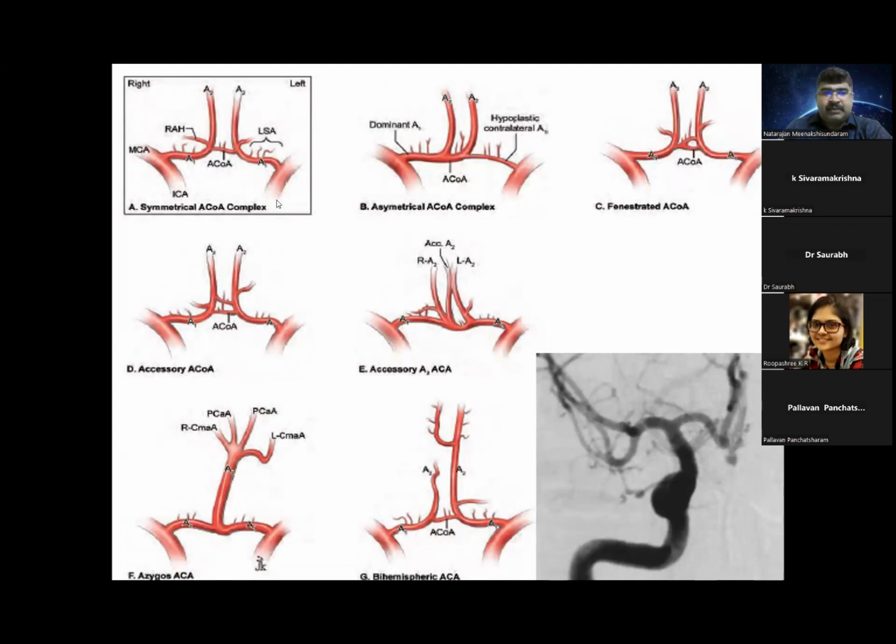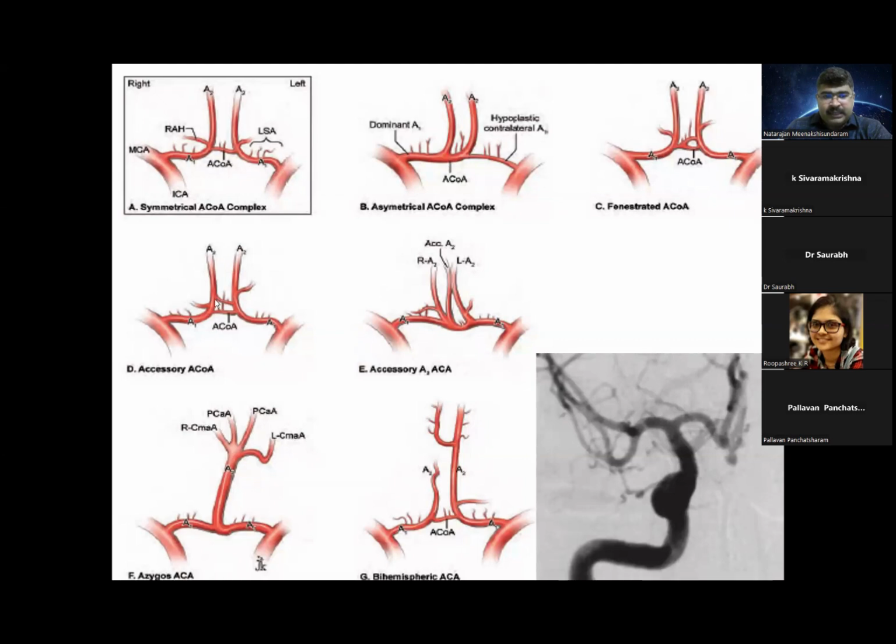The standard one is a symmetrical one, which we routinely see. So what we have seen here is an asymmetrical anterior communicating artery aneurysm. You can compare this picture with this. So this is what I tried to show here. And then there's a fenestrated anterior communicating artery. This anatomical variant I will also show. This was the case which I operated for a dual aneurysm, the fenestrated anterior communicating artery.